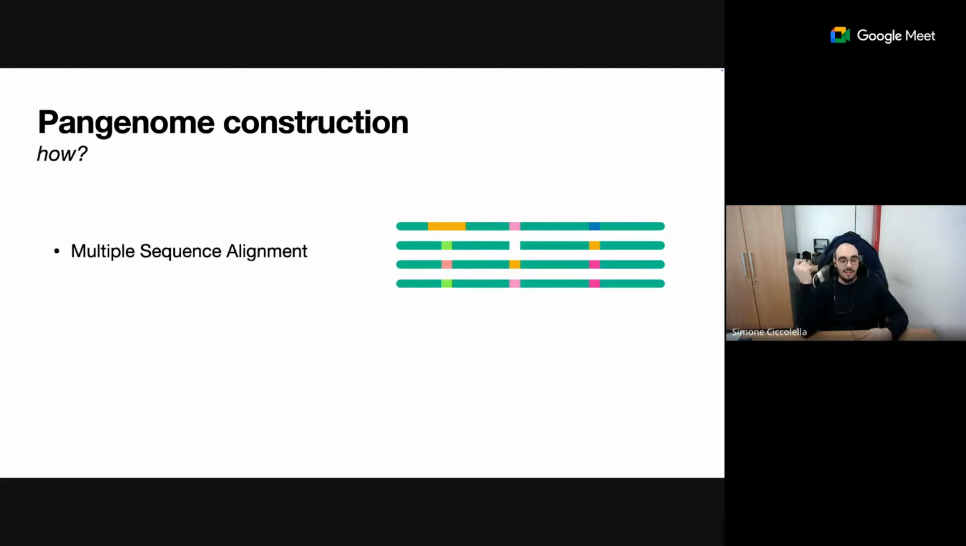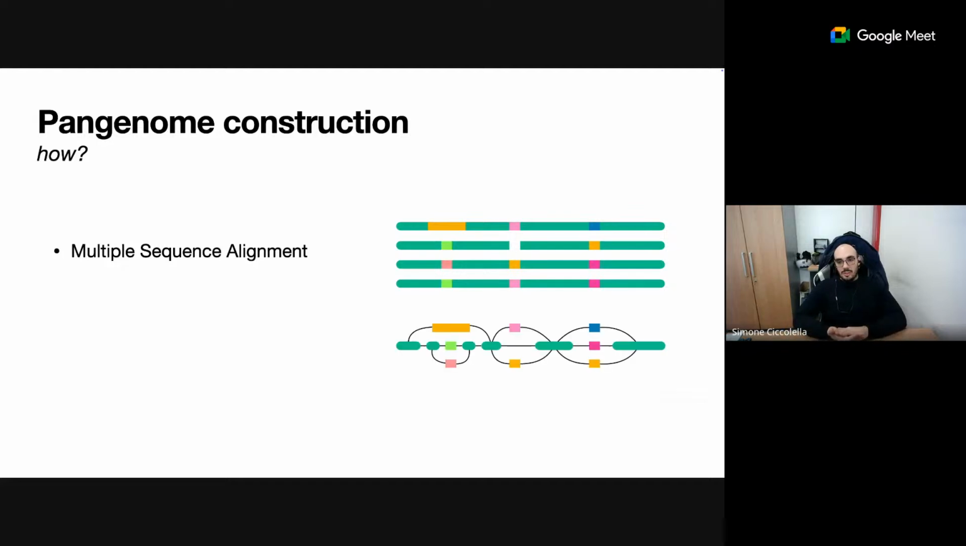This is technically better than what we had before, because at least we try to minimize reference bias, since we don't have a reference right now, but we are comparing all the organisms between each other. The main drawback of this is that multiple sequence alignment is a costly operation. It requires a lot of time and a lot of resources, especially as the length of the genome increases and as the number of sequences that we want to align increases.